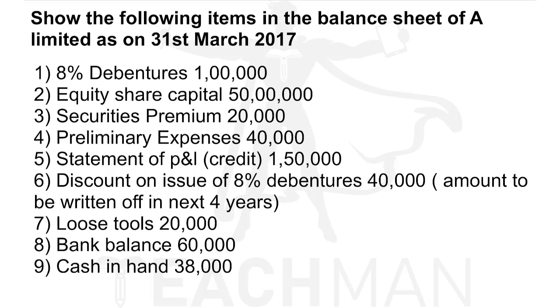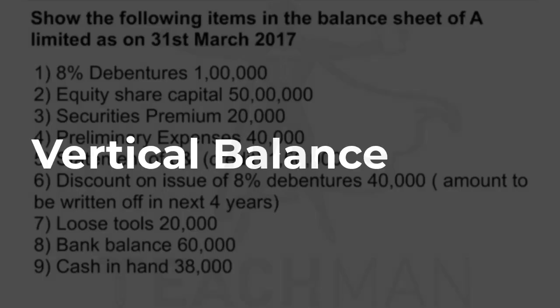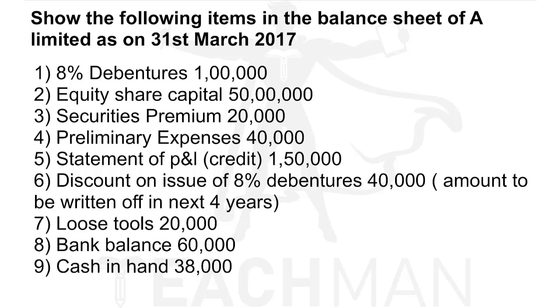Now let us solve a problem for a vertical balance sheet. Show the following items in the balance sheet of A Limited as on 31st March 2017. So they have given the items of balance sheet. We have to record it in the vertical balance sheet.